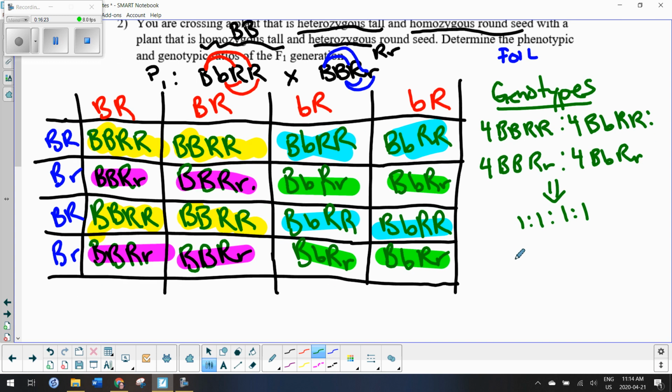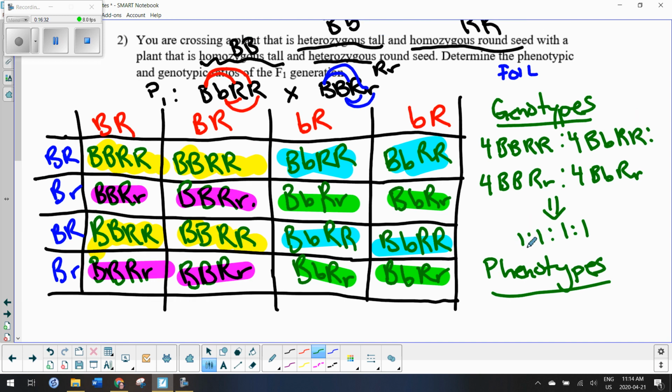Okay, now you have to do phenotypes. Okay, so these are what's being expressed, so what you see. Okay, so now we have to start counting again. So I'm going to get a highlighter out. Okay, I love highlighters for this unit because it's just so much easier to work with and see. Okay, so I'm going to start with this guy. Big, big, big, big. So the B's represented tall, R meant round, so tall, round. Okay, go to your next one.